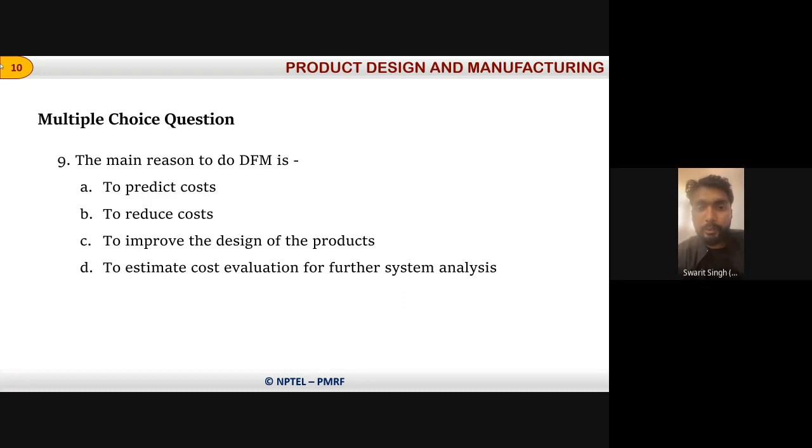What is the main reason to do DFM, design for manufacturing? Why do we do it? Are we going to predict the cost? Are we going to reduce the cost? Or are we going to improve the design of the product? Or estimate the cost evaluation for further system analysis? D, D, D. C also. Okay, to improve the design of the product.